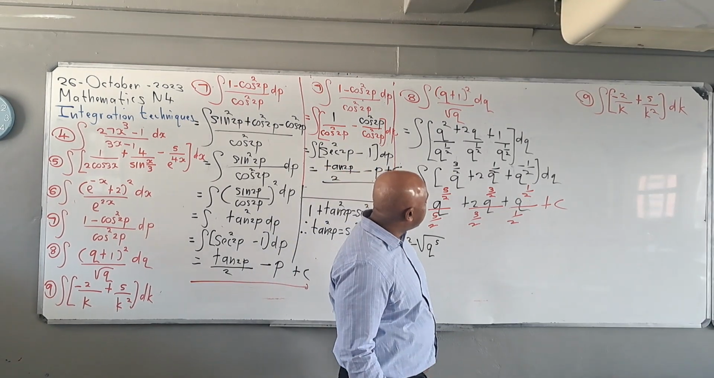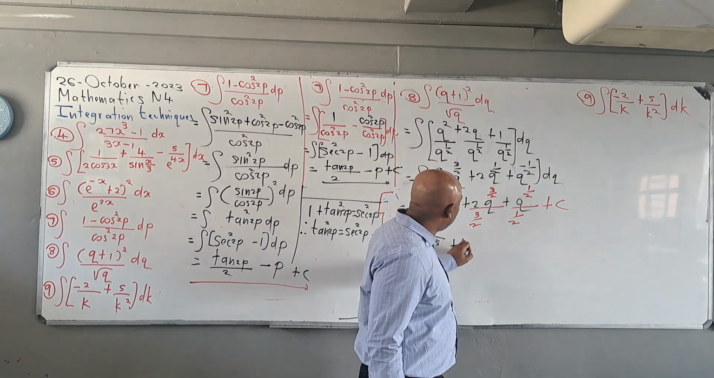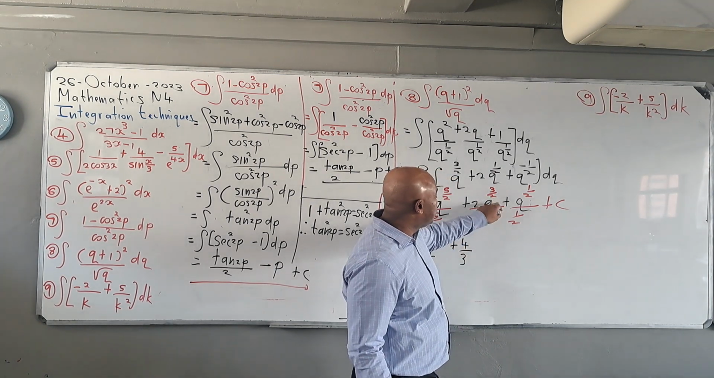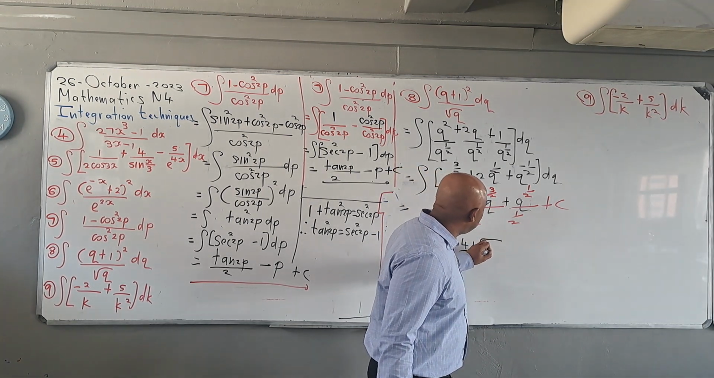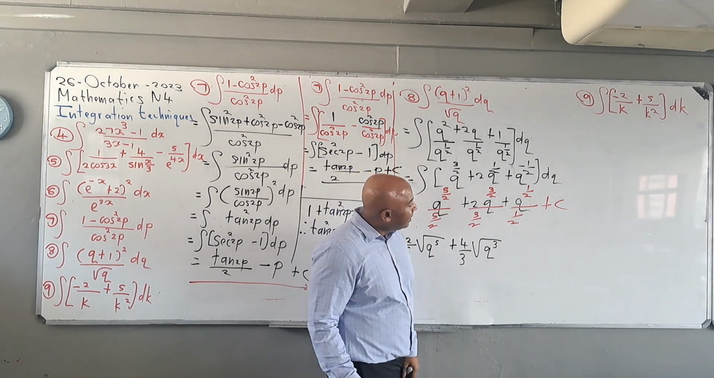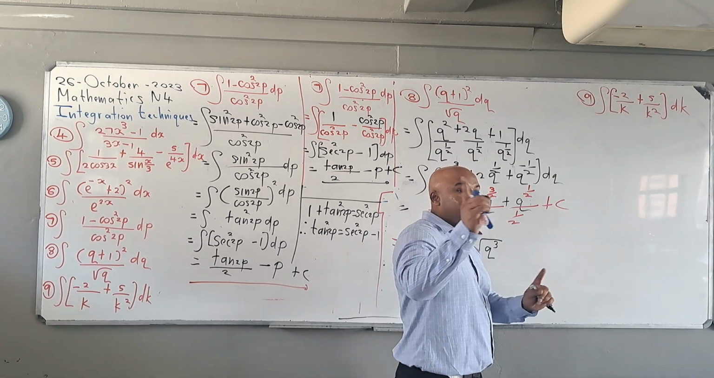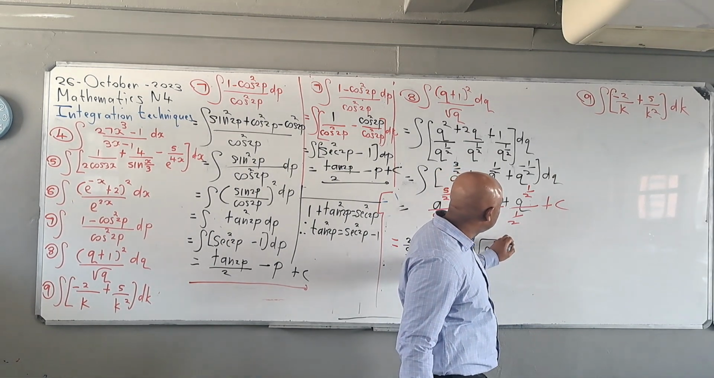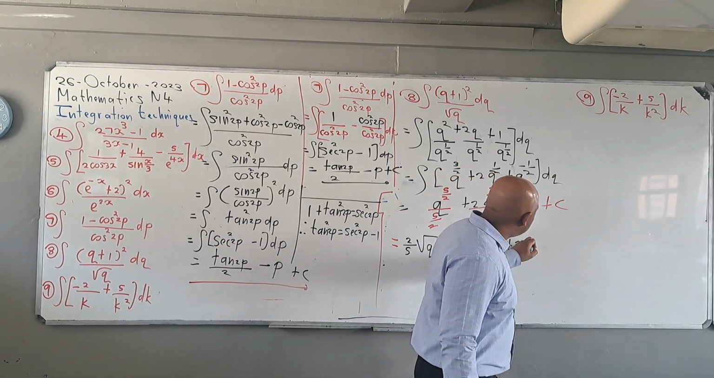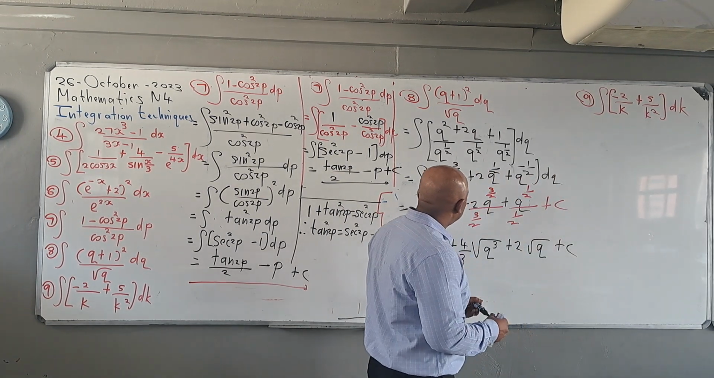Let's deal with the second term. 2 times 2 will be 4 over 3. It's a 2 there, so it becomes square root of Q to the power 3. And then the last term, 1 divided by half becomes 1 times 2, which will be 2. And that's 2 square root of Q, plus c.